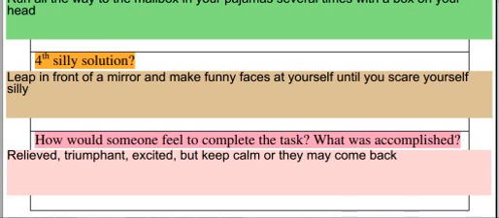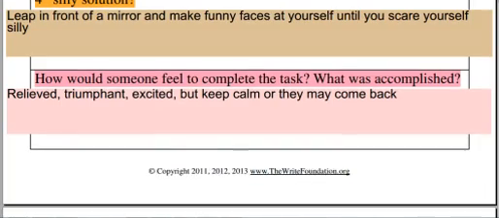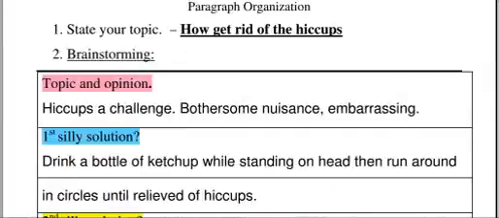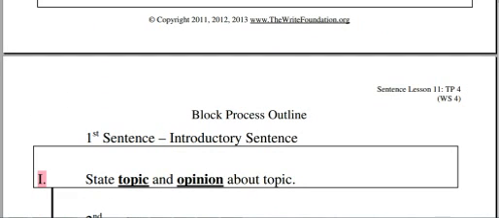Now you are going to turn 2 pages over to what is called the process outline. So the block process outline, you have a total of 3 outlines. They're only on 2 pages. But this one starts off with Roman numeral 1. You're to state your topic and opinion about the topic. So this is worksheet 4. This is what you're going to fill in the blanks.